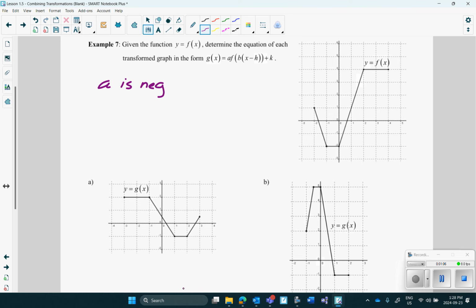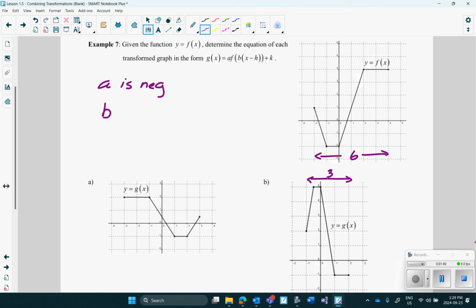So is it stretching like this or like this? Horizontal. So that means it's B. Well, let's figure out how much of a stretch by finding the total width of each figure. So how far is it from the furthest left to the furthest right in the original? 6. How far is it from the furthest left and the furthest right in the new one? 3. So it went from 6 to 3.